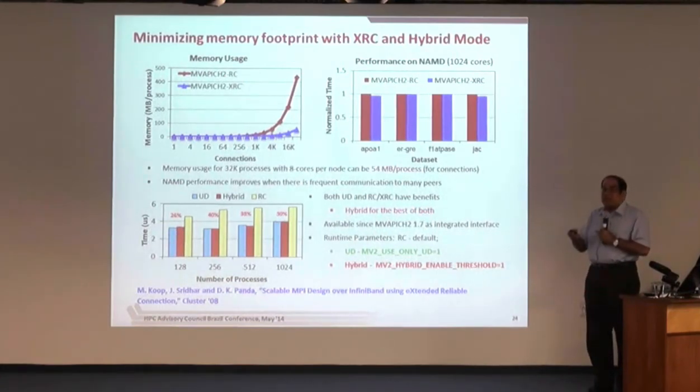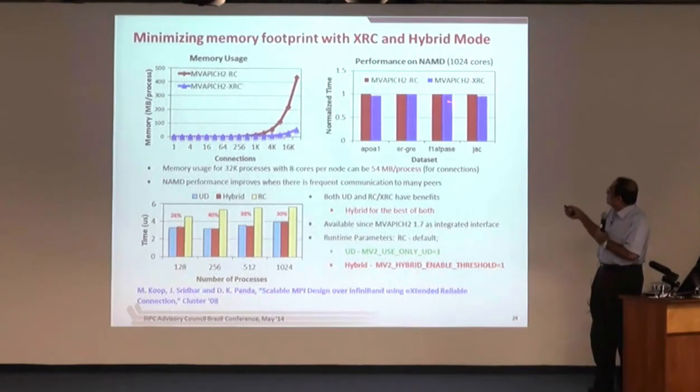Then a few years back, Extended Reliable Connection, XRC, was introduced, and that's what it shows. Like the same library, the memory in megabytes per process will suddenly drop if you have XRC support. So that means if you have an application in a multi-core environment, you should turn on your XRC support, and then here you will see that the performance remains the same, or sometimes you even win a little bit, and gain a lot in the memory footprint.